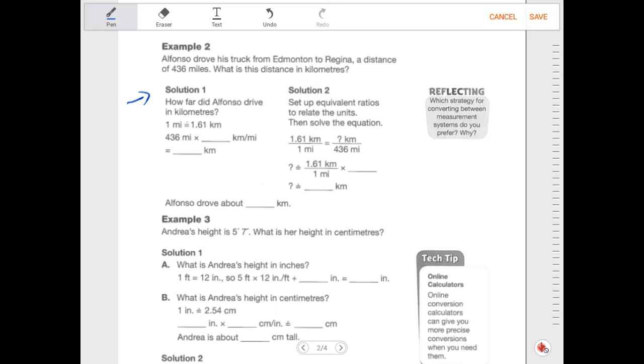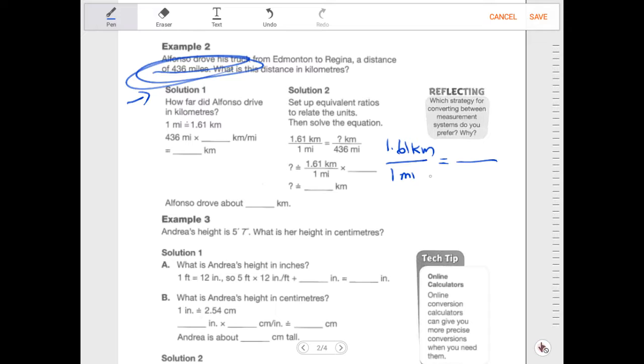What you do is you set up an equivalent ratio, per se. And you say, okay, 1.61 kilometers over 1 mile. Okay, that's what we know. 1.61 kilometers in 1 mile. You make another fraction on the other side. You think to yourself, okay, what did they give us in the question? It was 436 miles. So we're filling in on the right-hand side.